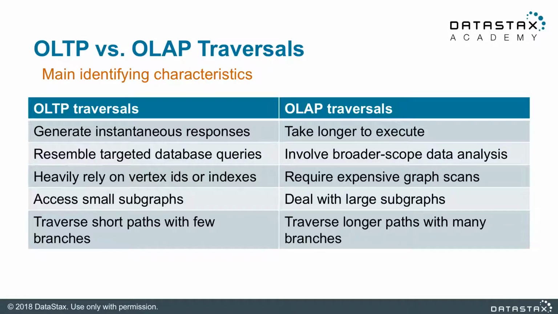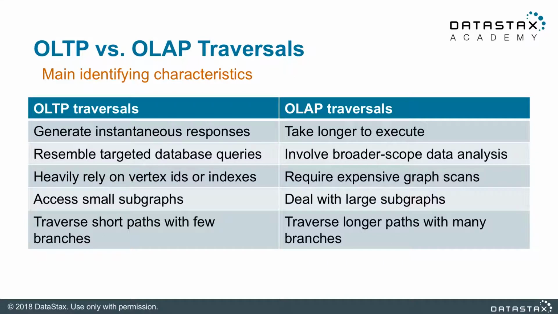Since Gremlin is a very expressive language, traversals can be used for both online transaction processing and analytical processing. It is useful to distinguish OLTP and OLAP traversals because DataStax Enterprise Graph has different engines that are specifically designed to efficiently execute those types of traversals. In many cases, it is very straightforward to see that a traversal is transactional or analytical, but not always.